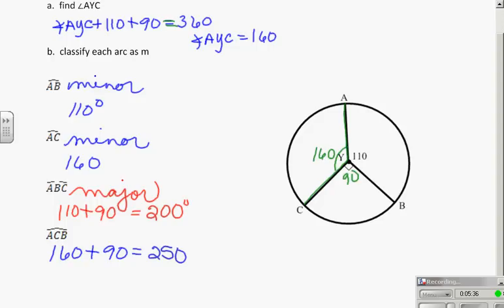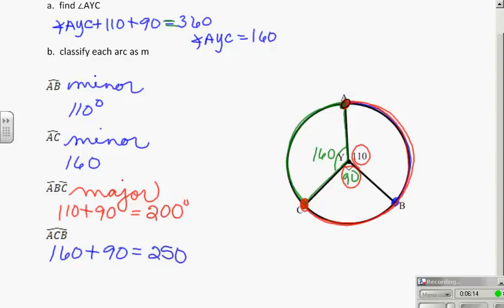So when we go through trying to classify each arc, A to B, it's less than 180, so that is a minor arc. It's the same as its central angle, so it's 110. A to C goes this direction. It is 160, and so that makes it a minor arc. ABC, A around the direction of B to C, is greater than 180. It actually measures 200. Add these two together. And so that is a major arc.